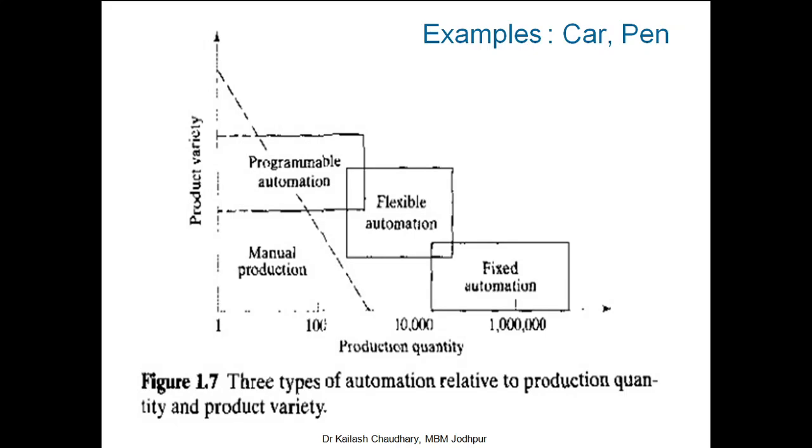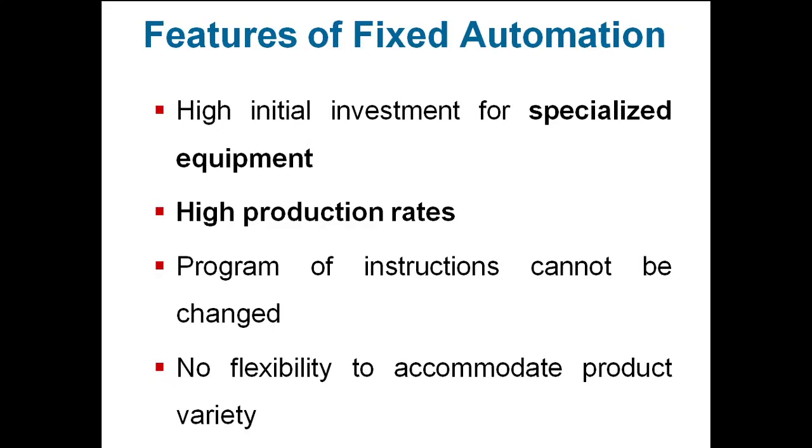In this figure, you can find the production quantity in the x direction and product variety in the y direction. So if your quantity is more, you go for fixed automation, and if your variety is more, you go for programmable automation. You can understand this with the example of a pen and a car, where for standard products like a pen, you need a good quantity, so you go for fixed automation. You fix the complete manufacturing stages, and you get a good number of products in output.